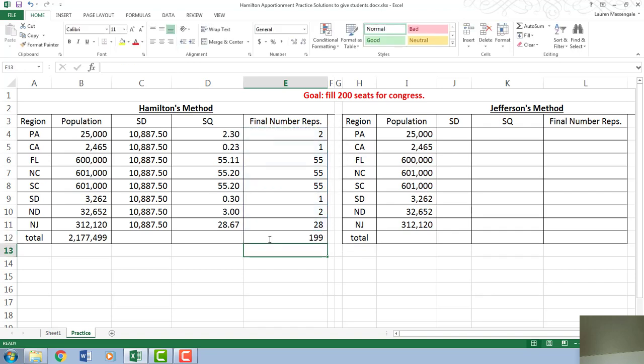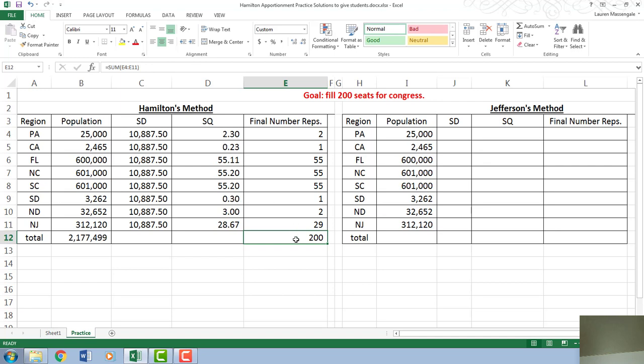I've only hit 199 people. I need 1 more seat, right? Here is the big difference between Hamilton and Jefferson. Using Hamilton's method, if you need 1 more person, or 2 more, or 3 more, it doesn't matter, you go ahead and look at the 10th place now. We haven't used the 10th place. Whoever has the highest 10th place, this guy does, New Jersey, you go ahead and give that 1 extra person. So whatever place has the highest 10th place, give them 1 extra.